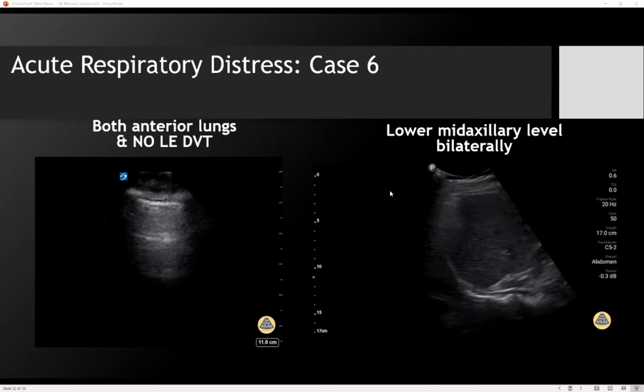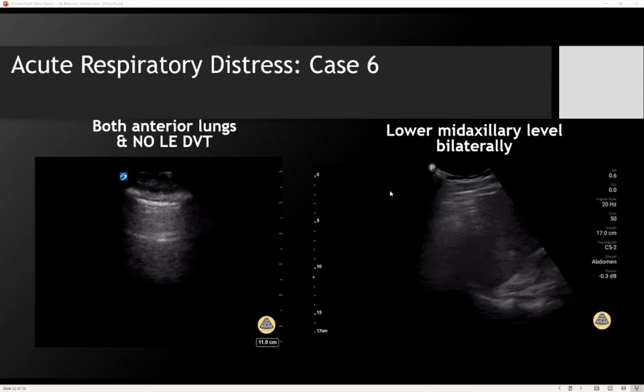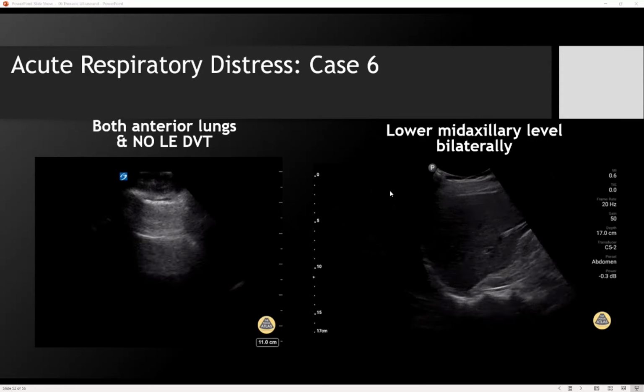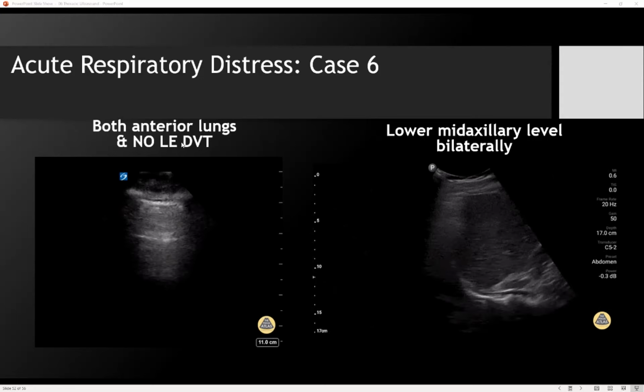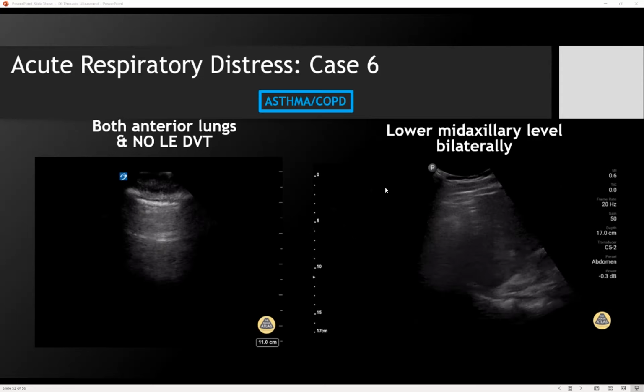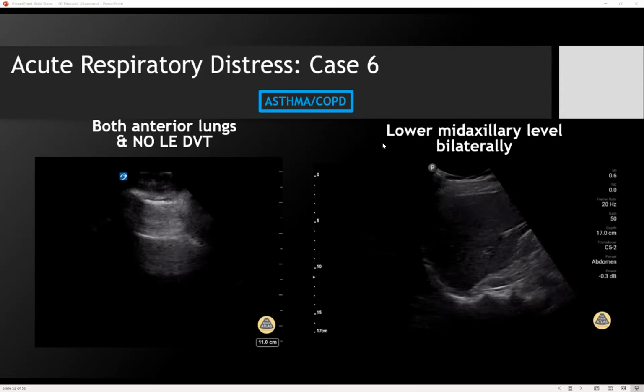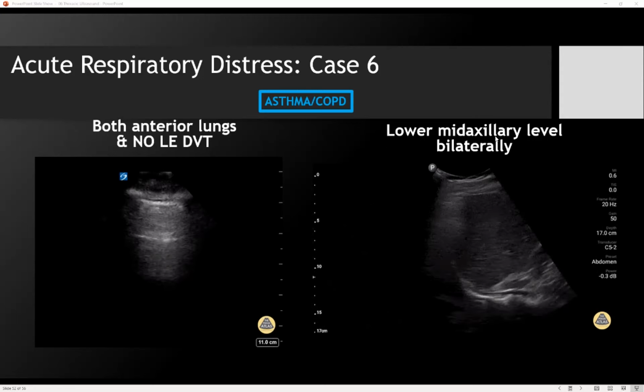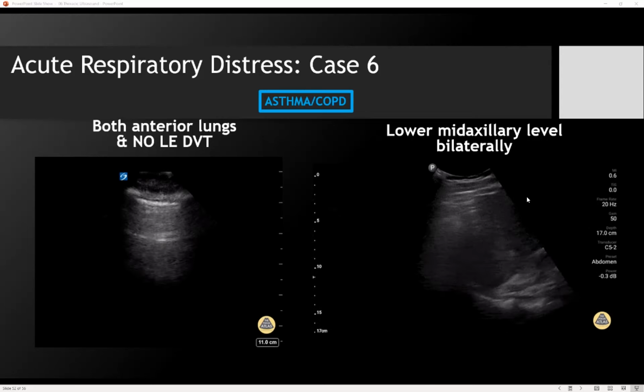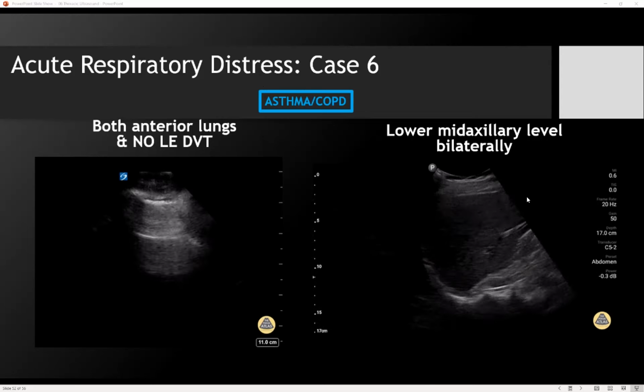Maybe pneumonia? Well, basically any respiratory distress can have normal lungs, and this patient has no lower extremity DVT, so that leaves things like asthma or COPD maybe, which I didn't bring up at all in this conversation. But just to say, this is respiratory distress with basically normal lungs, as you correctly identified.